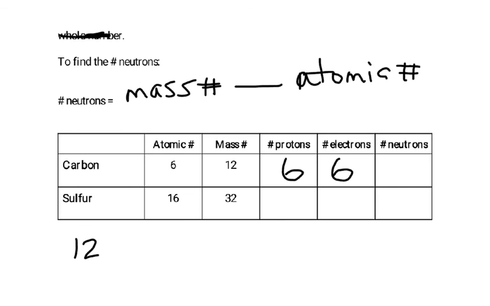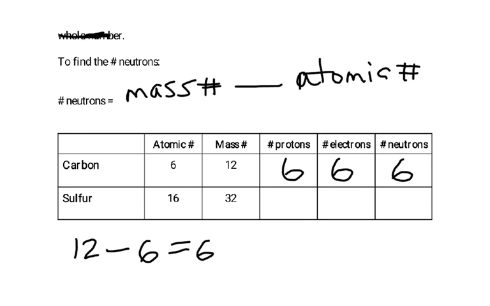To find the neutrons, we're going to take the mass number, which is 12, minus the atomic number, which is 6, so we get 6 neutrons. Now, that's not always the same. So don't think that because it has 6 protons, it's always going to have 6 neutrons. Carbon, yes. Other things, no. Okay, you still have to do the subtraction. I just tried to get some easy examples.